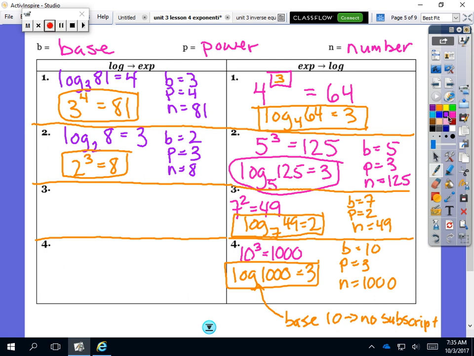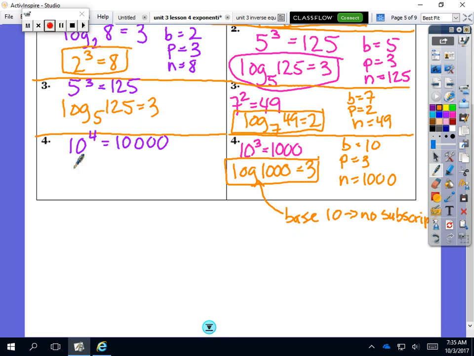Okay, two examples for you to try. 5 to the third power equals 125. We already did that one on the other side, so that should be easy. And 10 to the fourth power equals 10,000. Stop the video and try those two. Coming back, you should have log base 5 of 125 equals 3, and log base 10 of 10,000 equals 4.